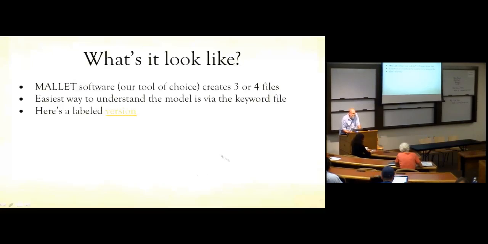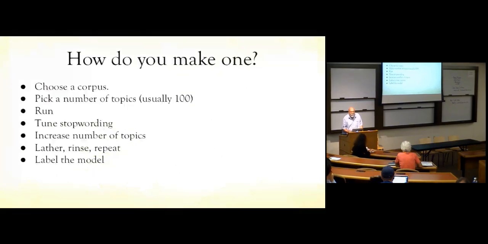The software that we use is called Mallet. It creates 3 or 4 files, and you actually just saw an example of this, and I went through the labeling thing, so I won't repeat it. But basically, your easiest way to understand the model is to look at that keyword file and attempt to label it, because that'll give you a pretty good idea of what's in there. But I am now going to step out of the way and let Sara talk about how you actually make these things.